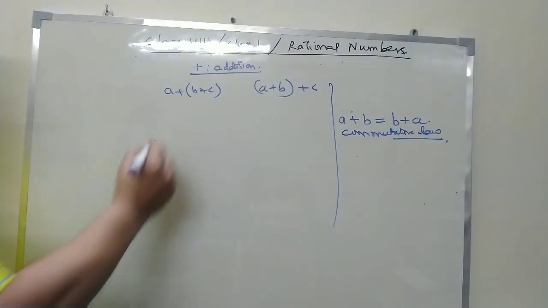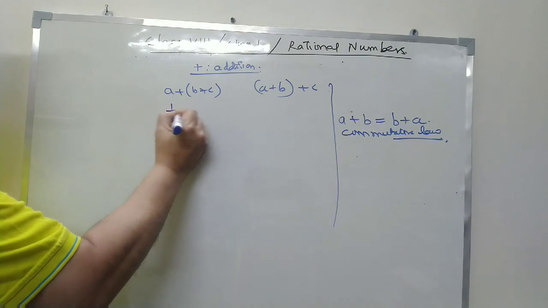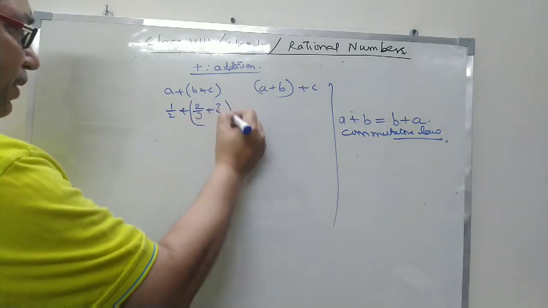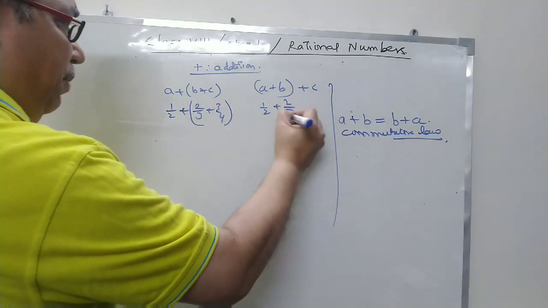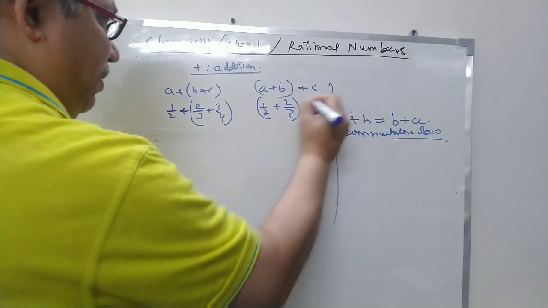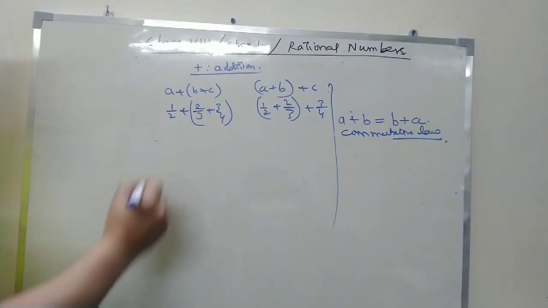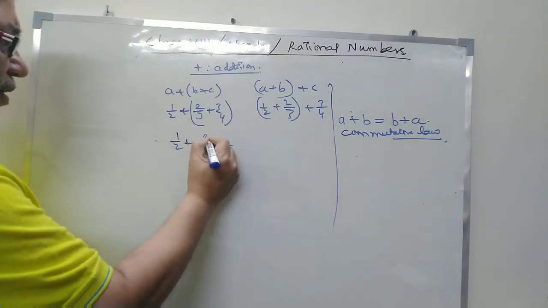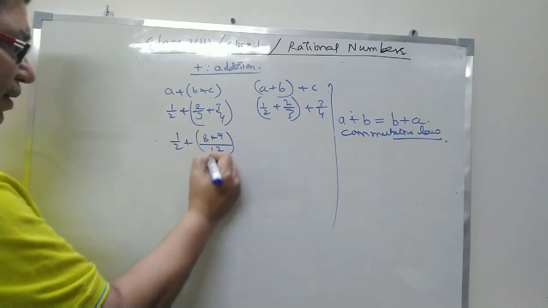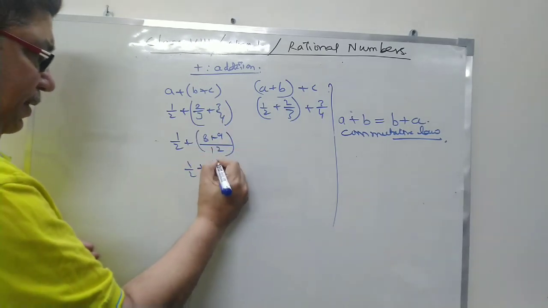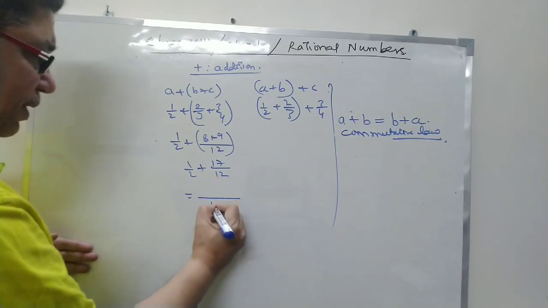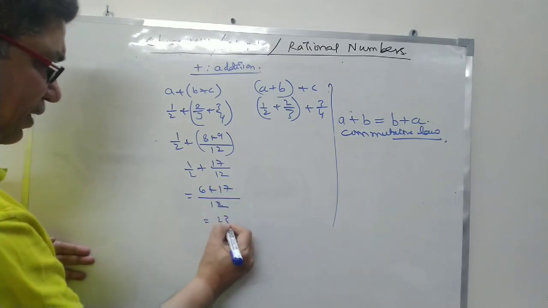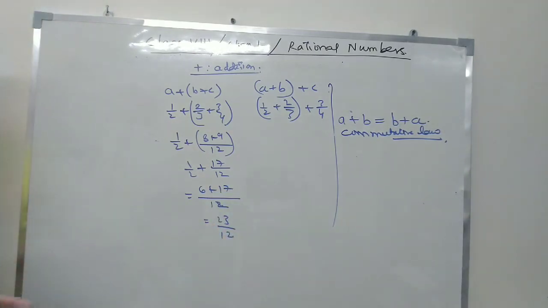Let's see. Suppose I have half plus 2 by 3 plus 3 by 4. So I can put brackets like this. Here I can say half plus (2 by 3 plus 3 by 4). I can also put it here. So half plus, this is 12, 8, 3 into 3, 9, half plus 17 by 12, LCM again is 12 only. So here 6 plus 17, what does this become? This becomes 23 by 12.